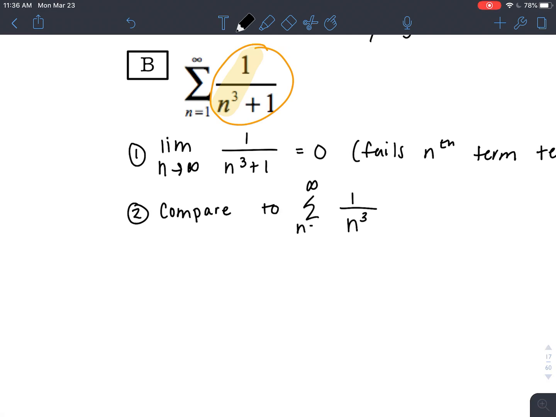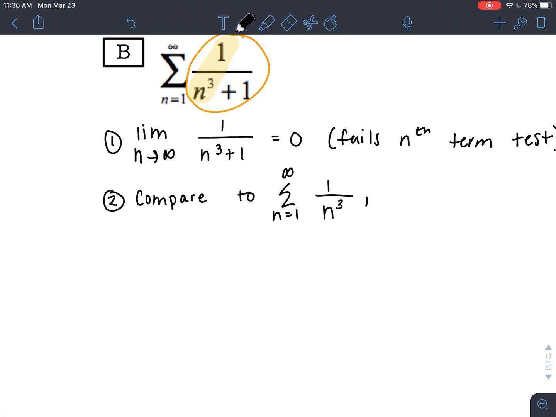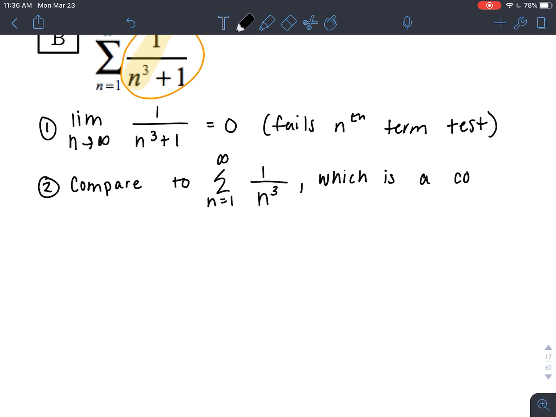Okay, and this is great. And actually, I'm going to rewrite this as a series. So 1 over n cubed is a convergent p-series, right? Because 3 is greater than 1, right?